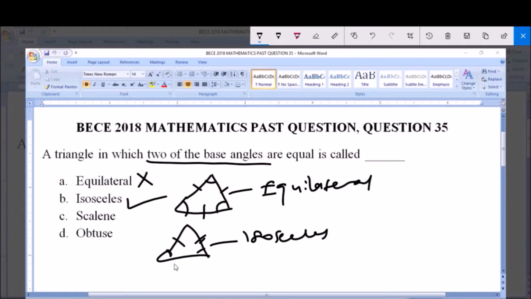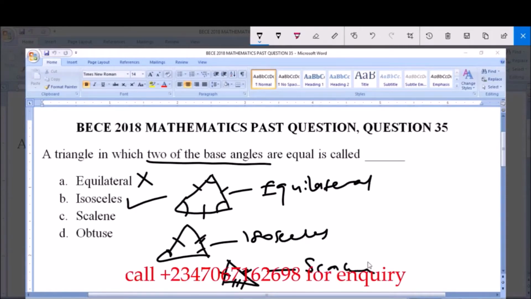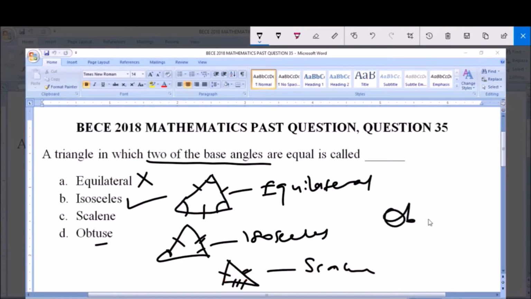Now C here says what? Scalene triangle. Now in the case of a scalene triangle, none of its sides are equal. None of its sides are equal at all. That's a scalene triangle. Then obtuse here is not a triangle. Obtuse is simply an angle, or we call it an obtuse angle. That's when the angle is greater than 90 degrees but less than 180 degrees, something like this.